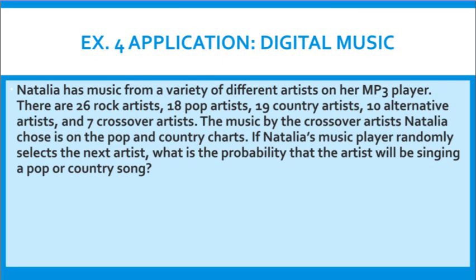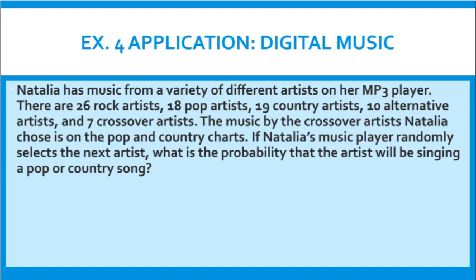And the last one, Natalia has music from a variety of different artists on her MP3 player. There are 26 rock artists, 18 pop artists, 19 country singing artists, 10 alternative artists, 7 crossover artists. The music by the crossover artists Natalia chose is on the pop and country charts. If Natalia's music player randomly selects the next artist, what is the probability that the artist will be singing pop or country songs?